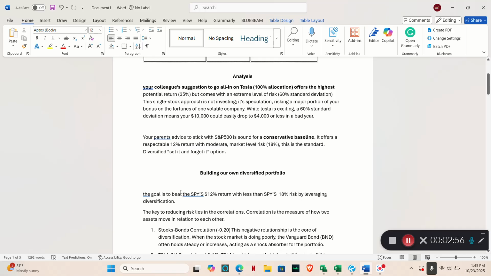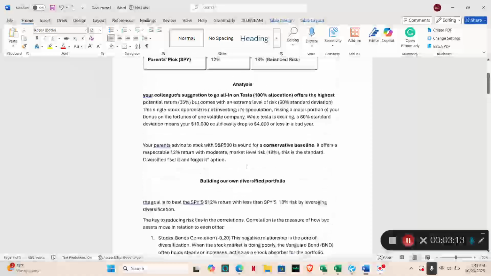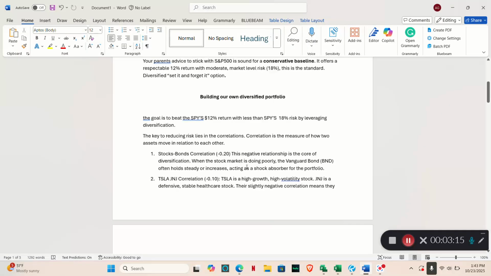Meanwhile, your parents' advice to stick with the S&P 500 is pretty sound for a conservative baseline. It offers a respectable 12% return with moderate market-level risk of about 18%. This is the standard diversified set-and-forget option. So if we want to build our own diversified portfolio, the goal is to beat the SPY's 12% return with less than 18% risk by leveraging diversification.